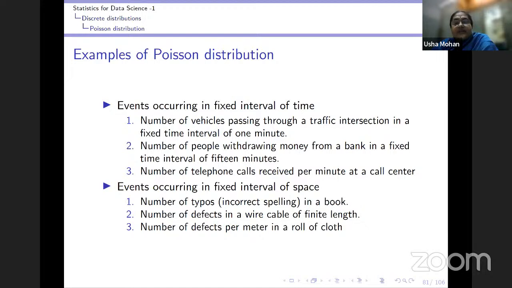Whenever I tell you, for example, that on an average I find 2 typing mistakes in a page, I'm interested in knowing, in a book of 500 pages, what is the chance of me finding 5 typing mistakes? How would you model this as a Poisson distribution? Is the question clear? What is the chance of finding 5 typing mistakes if there are 2 typing mistakes per page and I have 500 pages in the textbook?